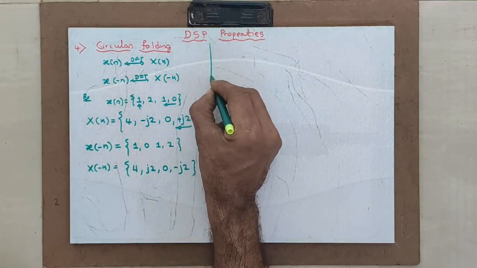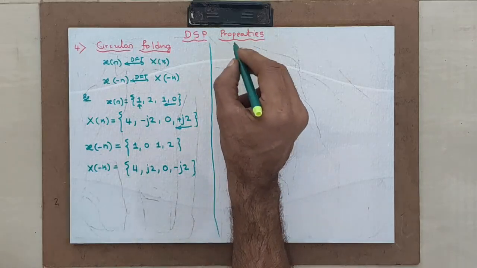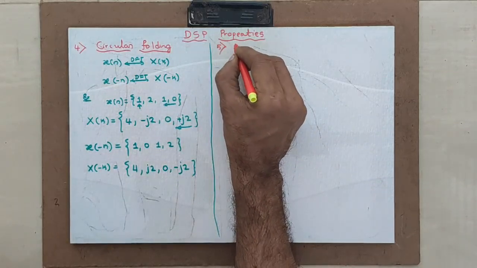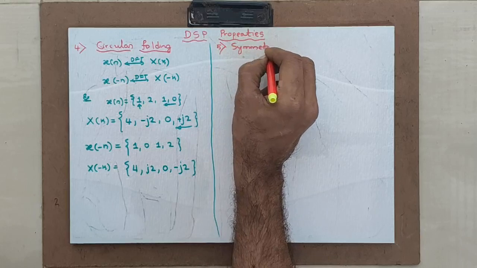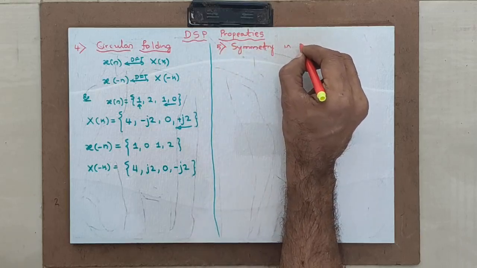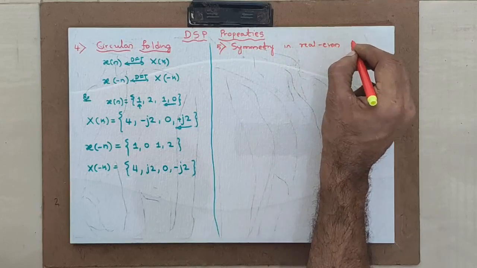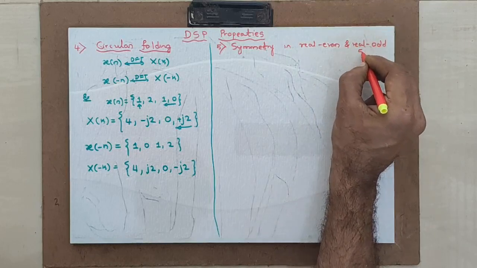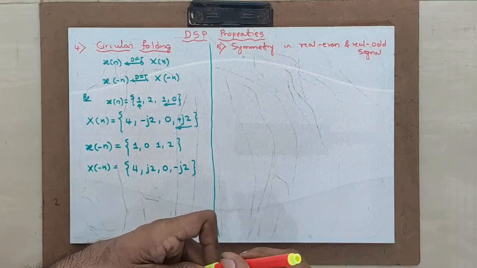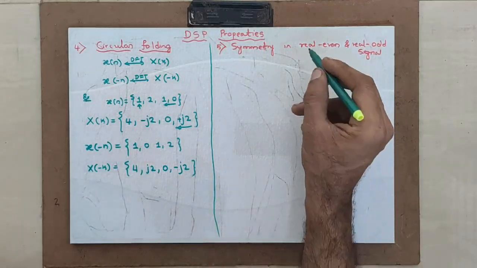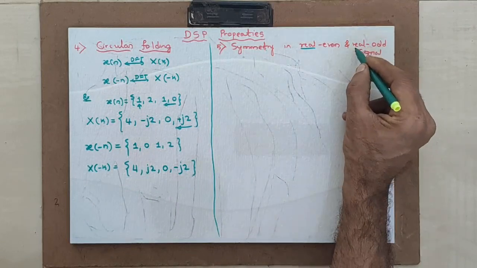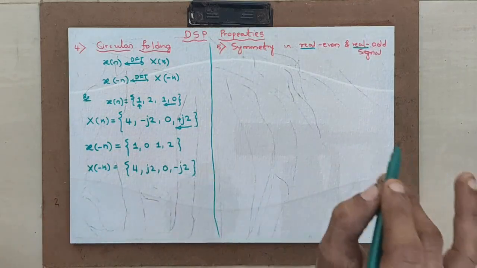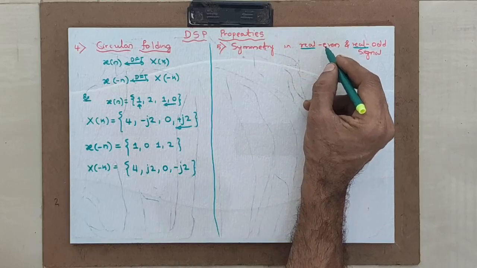Let us go ahead with the next property, that is the fifth property, symmetry in real even and real odd signals. Let us understand first what real means. I have already told you: real means it is simply a number which is not complex. That's all. 1 2 3 4 1 0 1 2, such signals are called real signals. Now what exactly is an even signal?